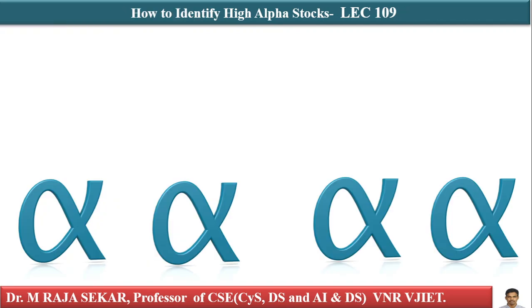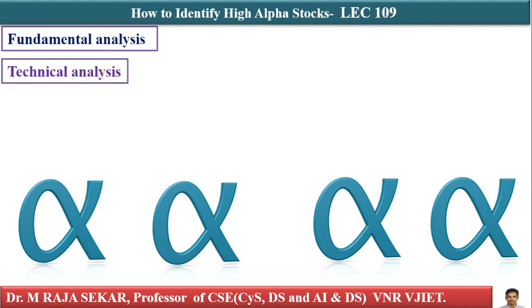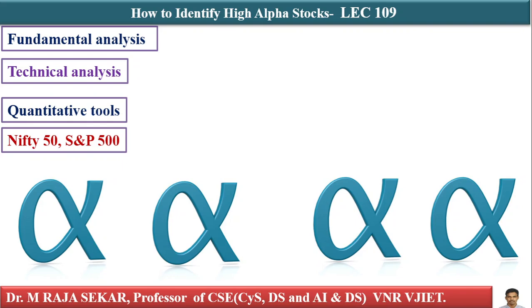How to identify high alpha stocks? Fundamental analysis. Fundamental analysis means EPS, earnings per share, ROE, return on equity, debt levels, and revenue growth. Technical analysis: momentum indicators, price patterns, qualitative tools, stock screeners with alpha filters. I already showed it. Compare with index benchmarks like Nifty 50 and S&P 500.